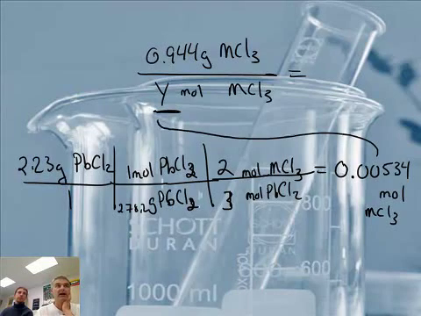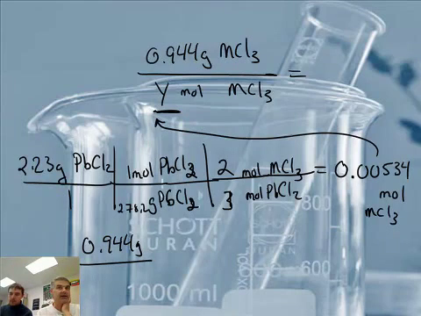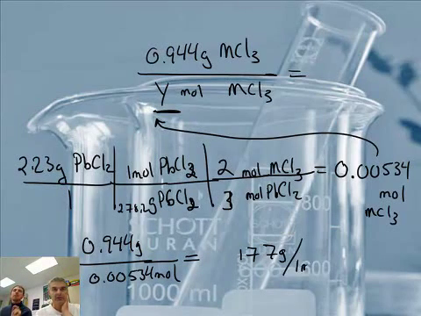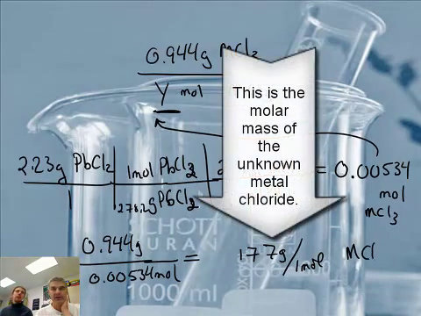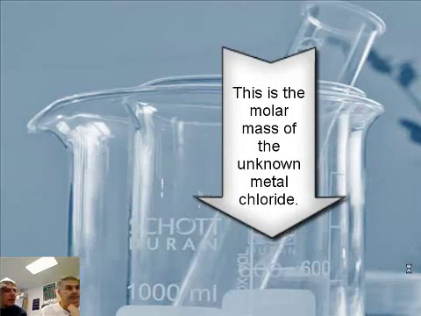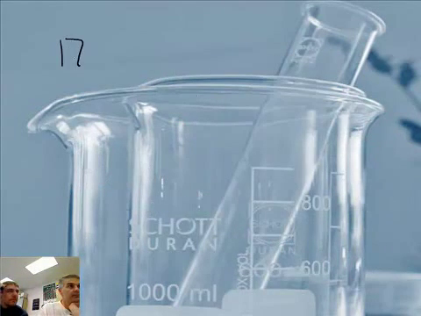Right, so now we plug that in as our Y number. So I'm going to take 0.944 grams divided by 0.00534 moles, and that'll give me the grams per 1 mole, which is 177 grams per mole of the MCl3. Now we're still not done, because that's the metal chloride. We want the identity of the metal.